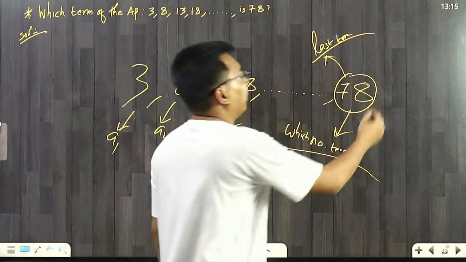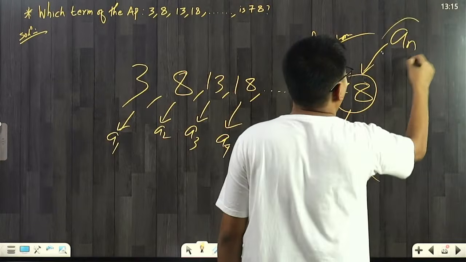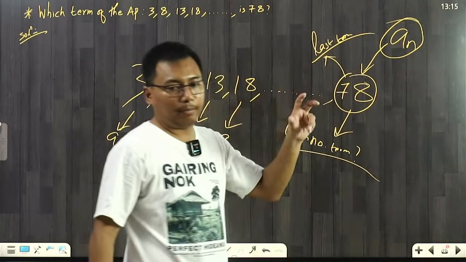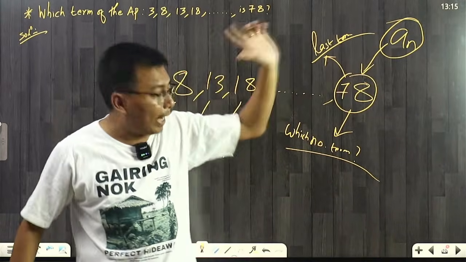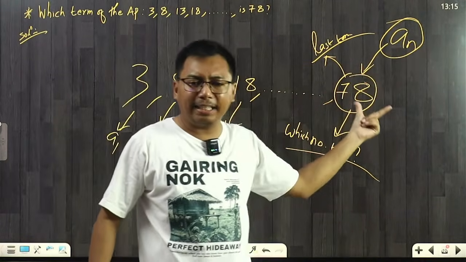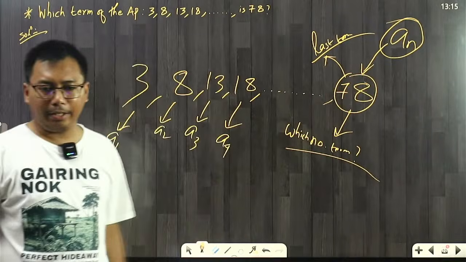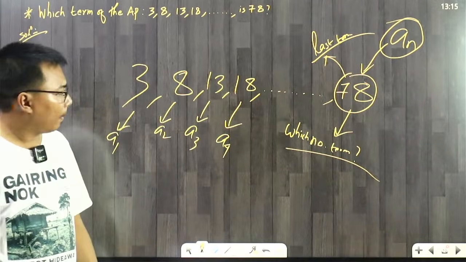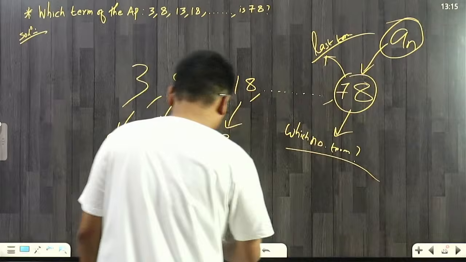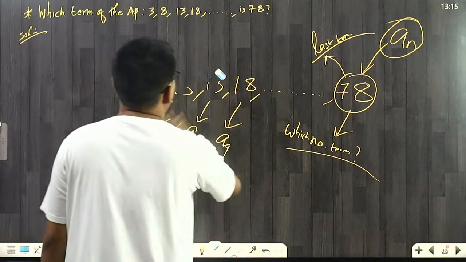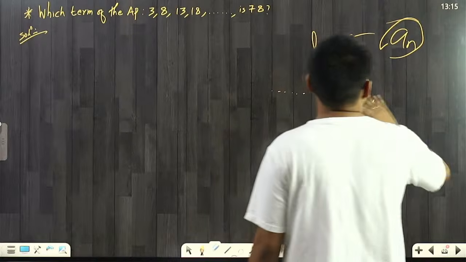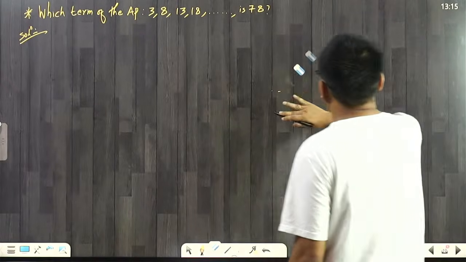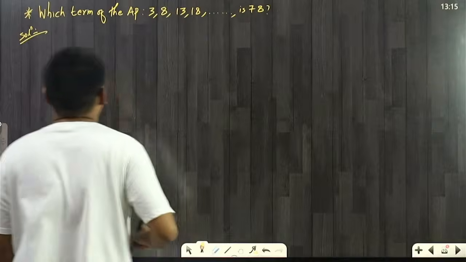Now, how do we denote the last term? Last term is our nth term, right? So nth term, AN, which means AN is 78 here. Which means we have to find the value of N here.